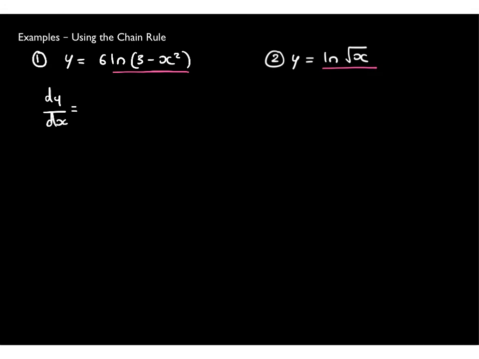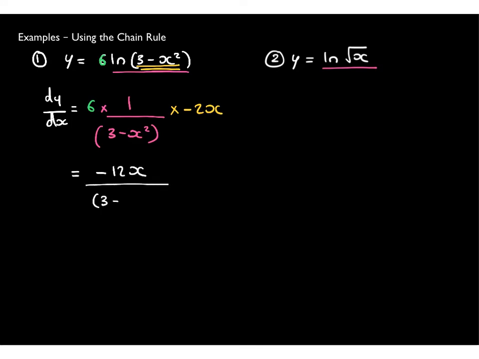dy by dx, remember, if there's a multiplicative factor at the start, it can just be part of the answer. ln of something will differentiate to 1 over the something, but we need to multiply by the derivative of the inner function, and the derivative of the inner function here is negative 2x. So as simple as this, I can put my answer together, negative 12x over 3 minus x squared, and we're done.